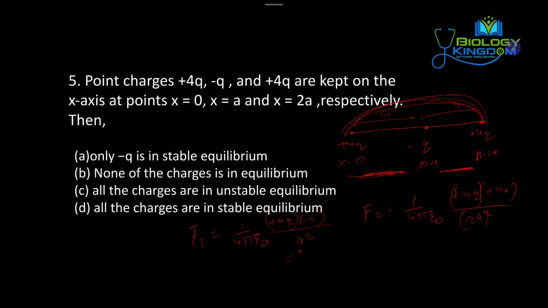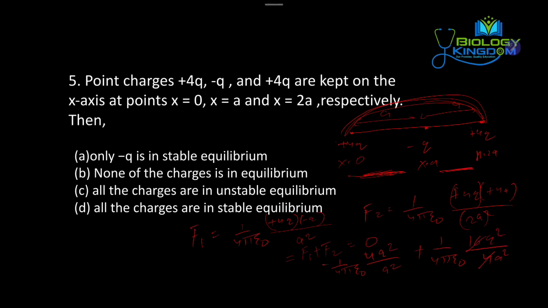Now we know again the condition of equilibrium: the net force will always be 0. So if we take the sum of these two, that should become 0, so that the charges are in equilibrium. If we take the sum of these two, it will become 1 by 4 pi epsilon naught times minus 4q square upon a square, that is F1, and the value of F2 is plus 1 by 4 pi epsilon naught times 16q square upon 4a square.